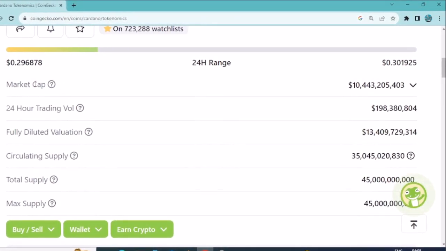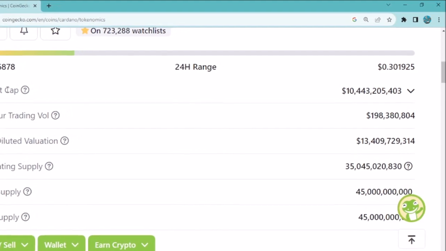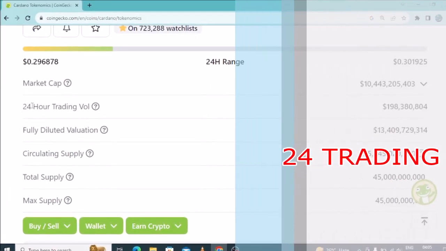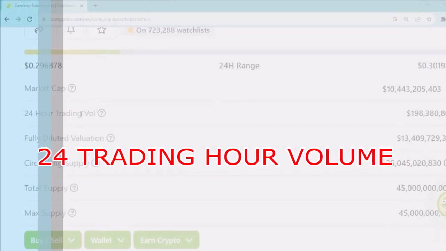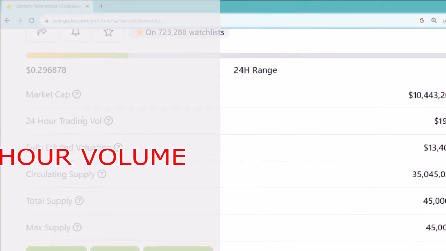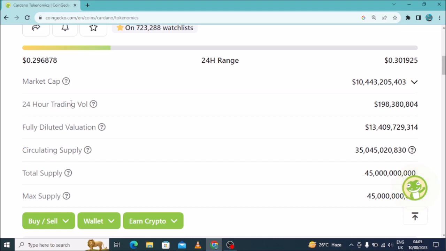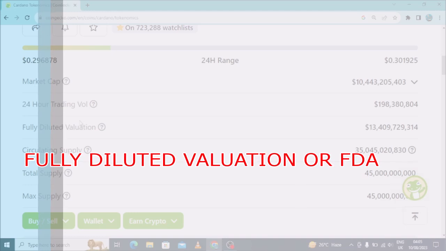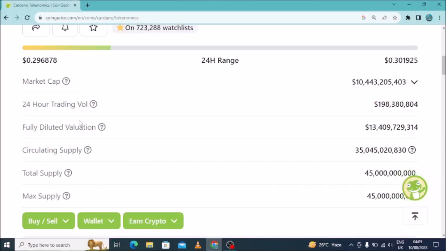This is the total amount of money that is invested in this very coin or any other coin. The 24-hour trading volume is the amount of money that has been traded in 24 hours, or in a day. The fully diluted valuation is the valuation of the coin. It measures the market cap when all the coins are issued, and to get it you have to multiply the maximum supply times the price. That's how you can get the fully diluted valuation.